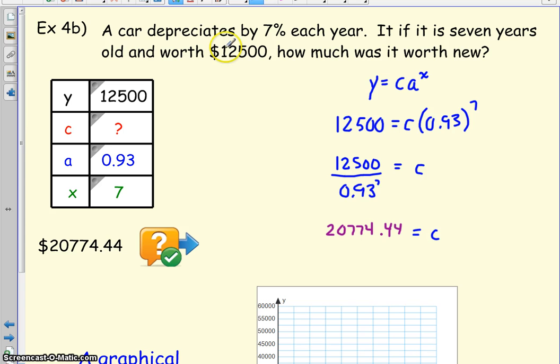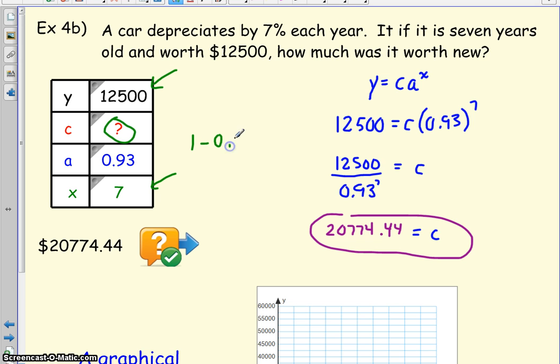Okay, so take a look at your solution here. You can do a quick check of your answer. In this case, we know we're looking for how much it's worth new. So it's the initial value we're looking for. We know how much it's worth after 7 years. So our y is going to be 12,500. We know our x is 7. And again, we're depreciating by 7% a year. So our a is going to be 1 minus 0.07, which gives us that 0.93.